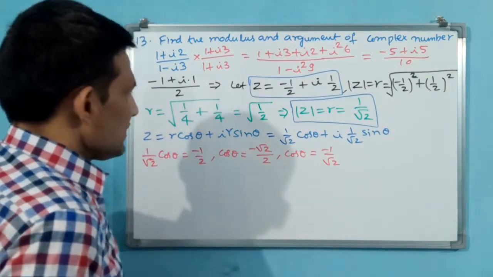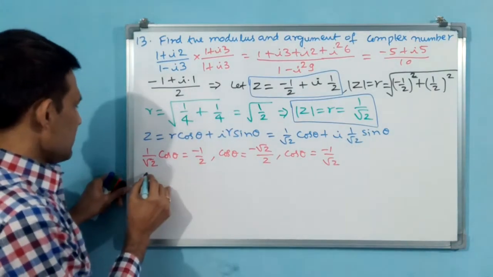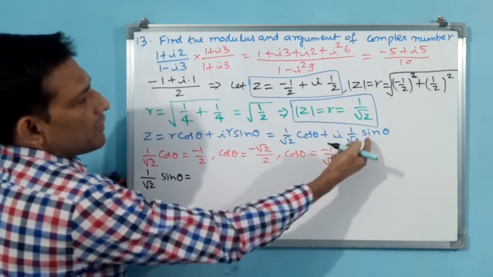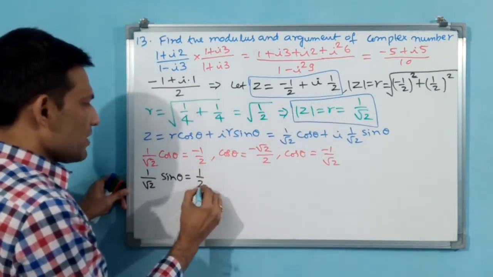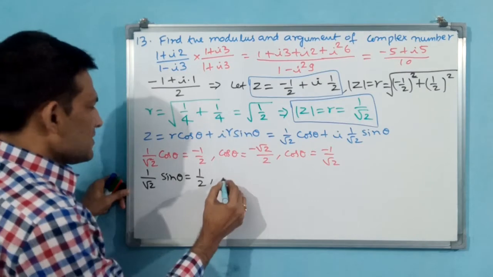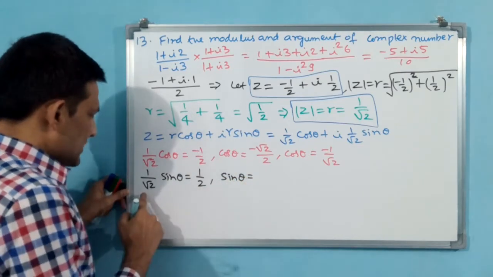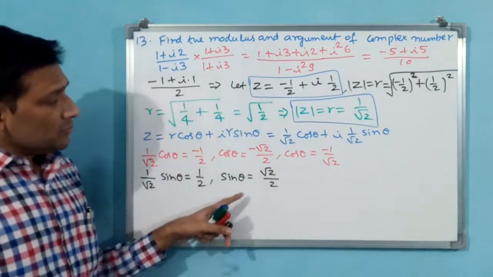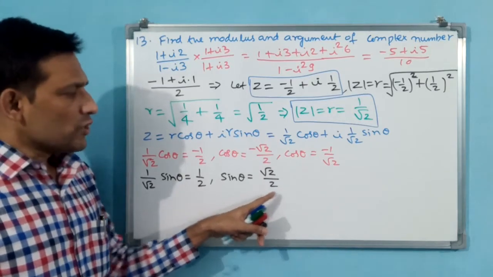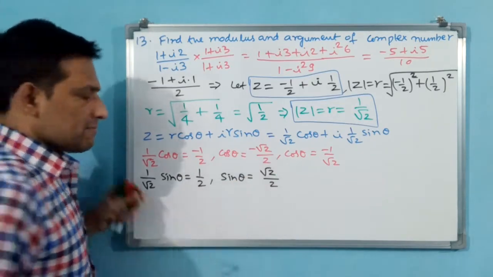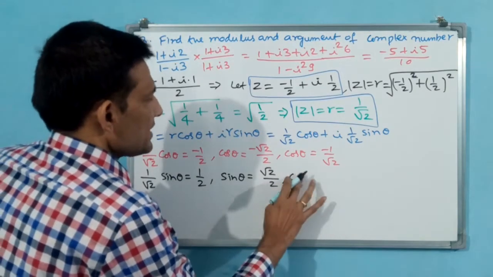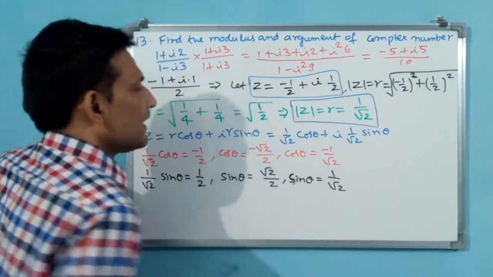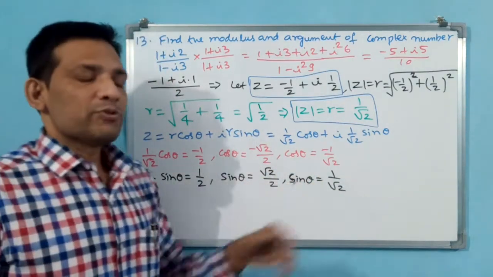Then again you write for sin theta also. Sin theta, 1 by root 2 sin theta is equal to 1 by 2 plus 1 by 2. Okay. Then write down sin theta is equal to, this root 2 will go and multiply, root 2 by 2. Here also, the bottom denominator, root 2 into root 2 you can write, and one root 2 is going to get cancelled. Then sin theta is 1 by root 2.